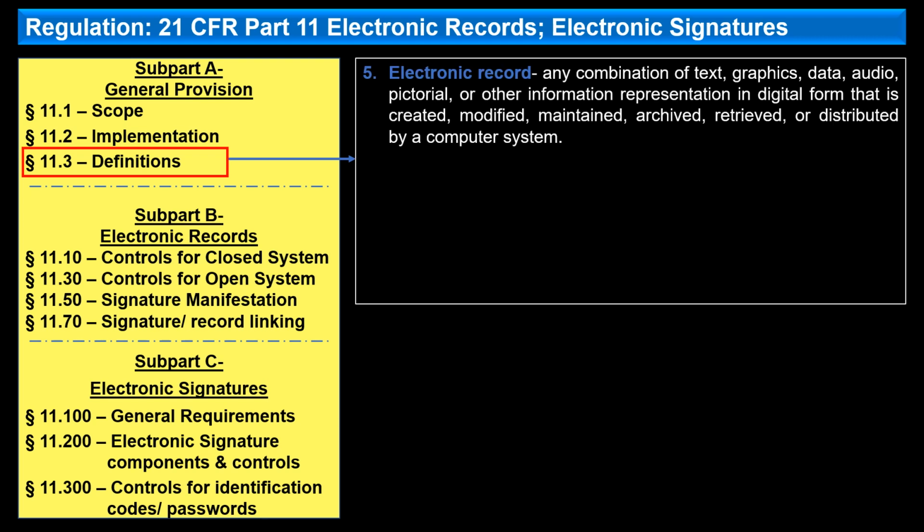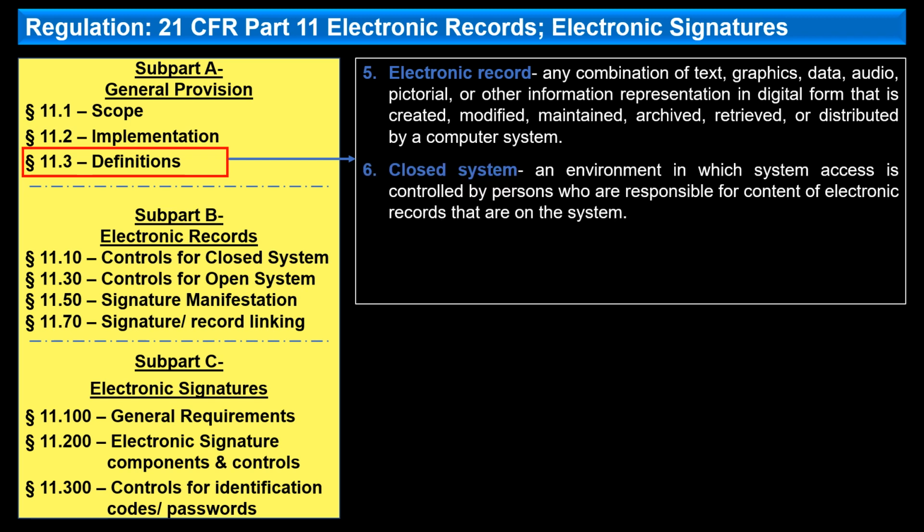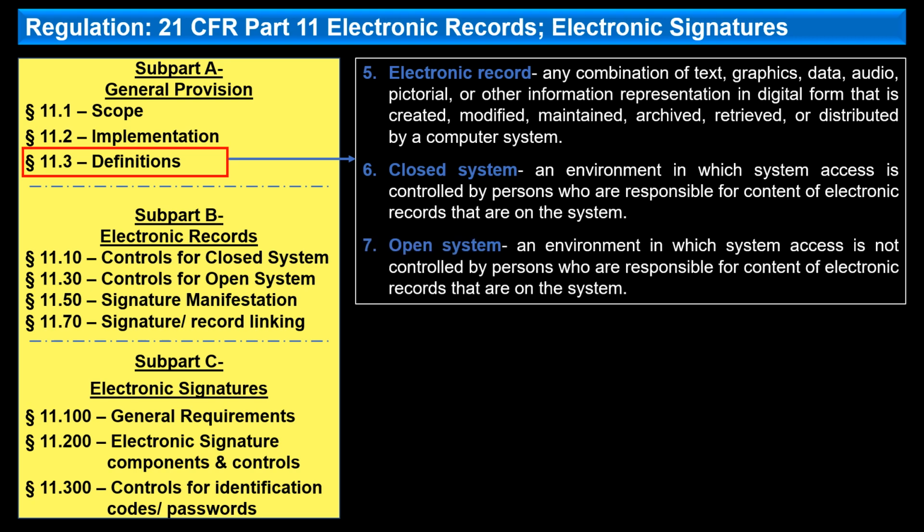The definitions continued. It includes the electronic record. It is any combination of text, graph or data that has been created, modified, maintained, retrieved or distributed using a computerized system. A closed system is an environment in which the system access is controlled by the persons who are responsible for content of electronic records that are on that system. And an open system is an environment in which the system access is not controlled by the persons who are responsible for content created on that system.